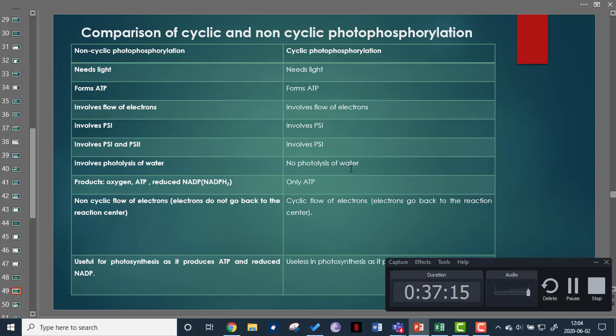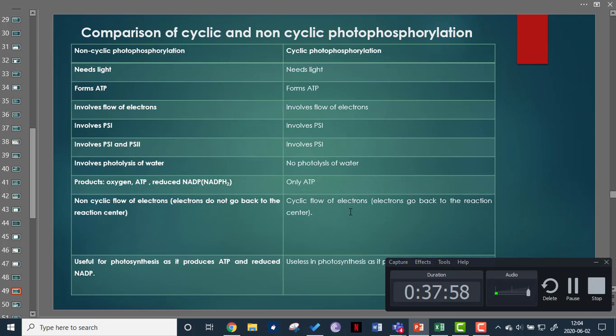As we said earlier, the electrons move in the form of a cycle. That means there is no need of replacing them using an external source. The products of non-cyclic photophosphorylation are oxygen, ATP, and reduced NADP. But cyclic only involves the production of ATP, and that's why I said this one is a useless stage in photosynthesis. In non-cyclic photophosphorylation, electrons do not go back to the reaction center, but are used in the formation of reduced NADP.